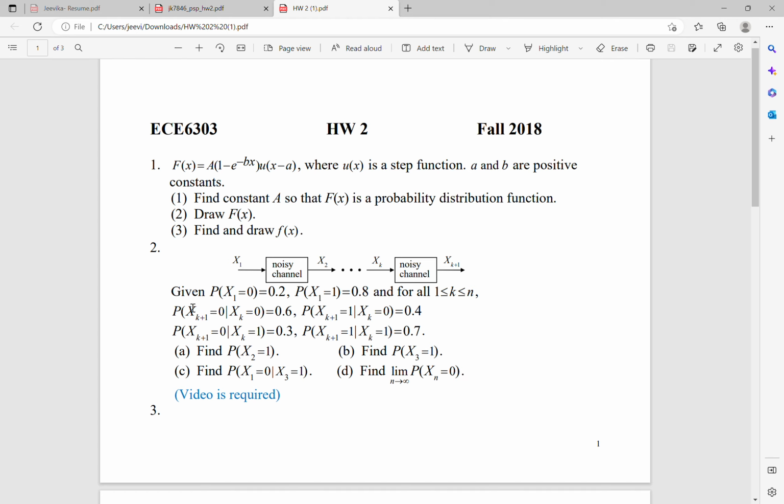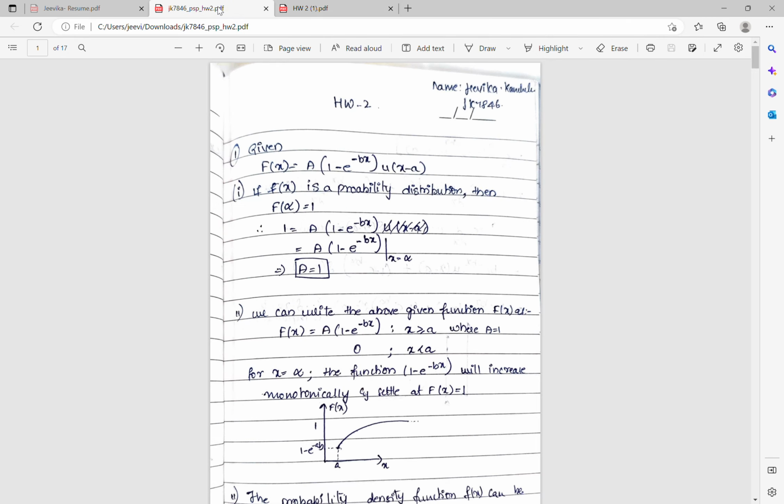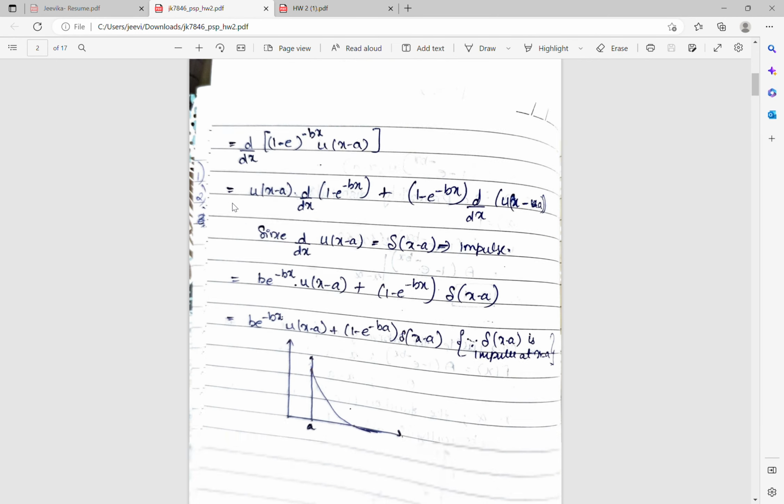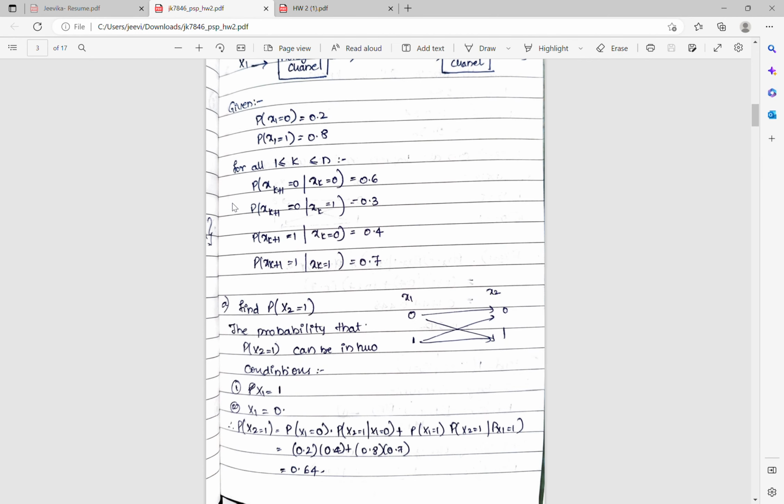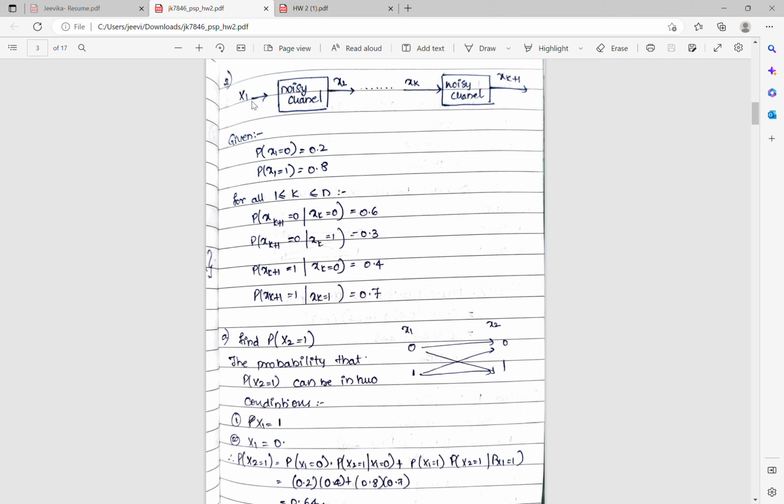Now in the question we are supposed to find the probability that X2 is equal to 1. So let's see the solving of this one. I've just drawn the diagram as given in the question, and I have written all the probabilities that are given there. Now, let's consider this part from X1, noisy channel and X2. Let's take an assumption of what's happening here.